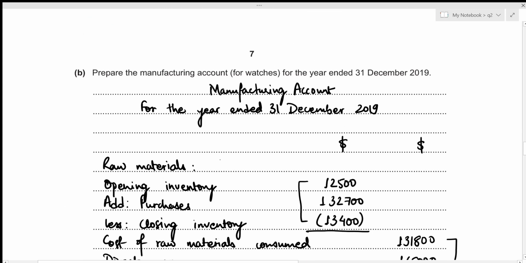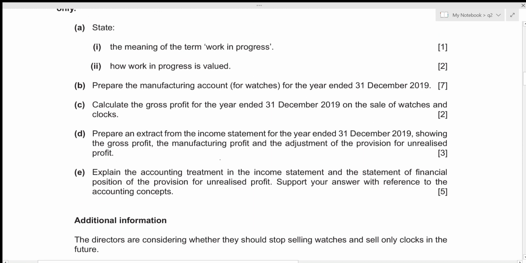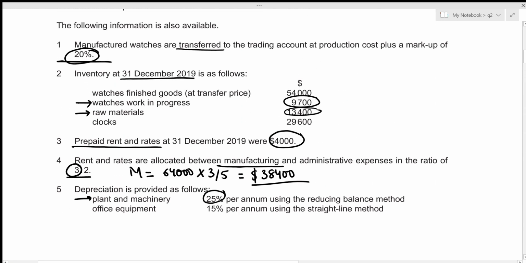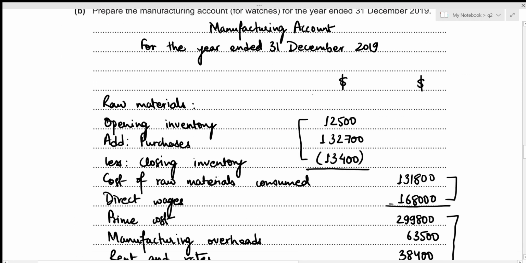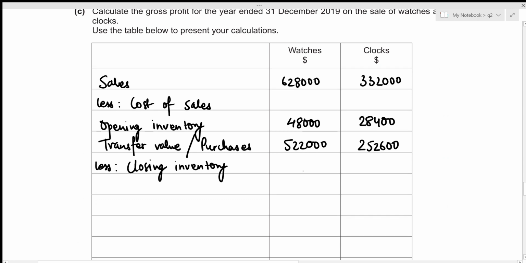Let's have a look above for the closing inventory of watches. Okay, we can see that the watches is given right here, and like I said before, we are referring to finished goods, and this is given at a transfer price, meaning that this actually includes the cost plus the markup. So we can directly put this amount into our statement. Let's do that. So the closing inventory for watches is 54,000. And since we subtract the closing inventory, I'm just going to write it in a bracket.